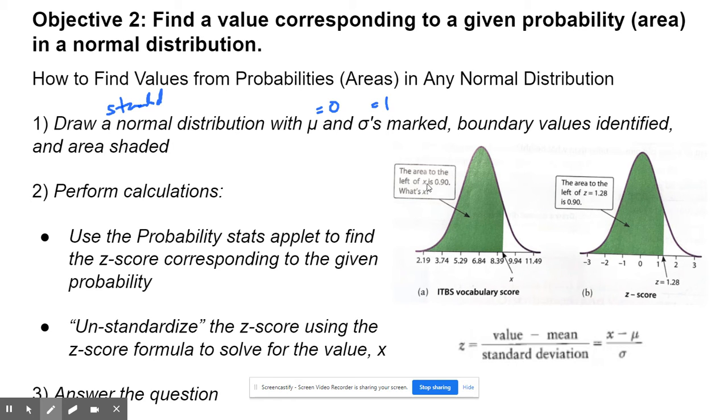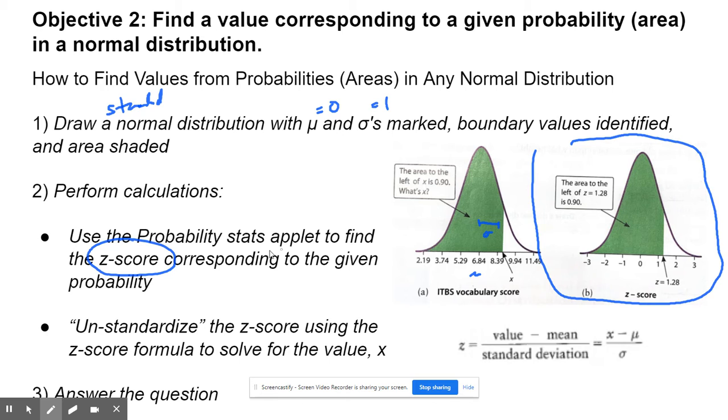But now we're going to be given an area. So in this case, they give you the 0.90 area. So notice, no matter if I use the actual mean and the standard deviation, or if I use the standard normal distribution, everything corresponds. The areas are the same shaded region, and where the z value is located between the first and second standard deviation is exactly where your x value is between the first and second standard deviations, okay? But in this case, once you have the picture, you're going to find the z-score that corresponds to the probability.